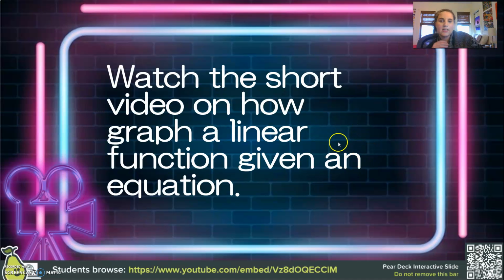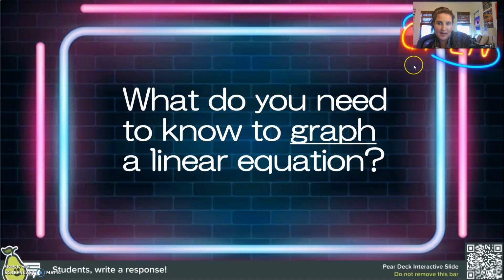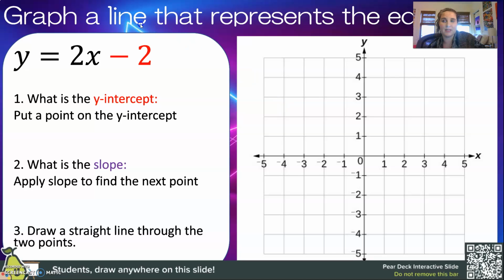So what do you need to know to graph a linear equation? If I want to graph a linear equation, I also just need the y-intercept and the slope, and that's enough to graph a line. So let's see how to do this. So y equals 2x minus 2. First, I'm going to put a point on the y-intercept. The y-intercept is -2. So here it is, -2.